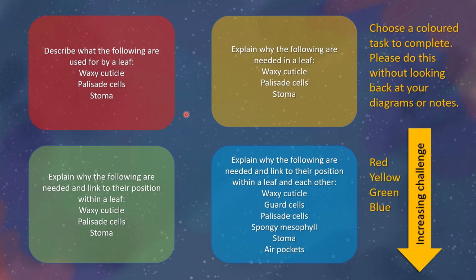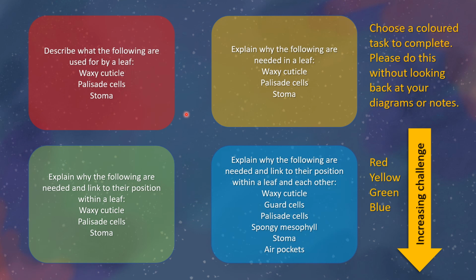Green, explain why the following are needed and link to their position. So I won't say why they're needed again because that was yellow. I will just say their position. Okay, so wax cuticle is at the top and the bottom of the leaf. It provides a large layer of protection from evaporation and from animals eating it. Palisade cells are at the very top of the leaf, close enough just under the waxy cuticle, and that is to get as much sunlight as possible.